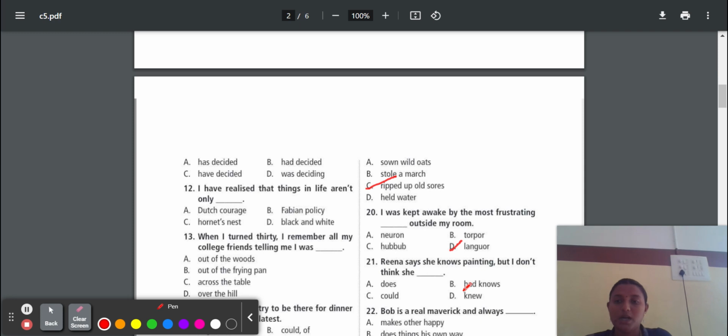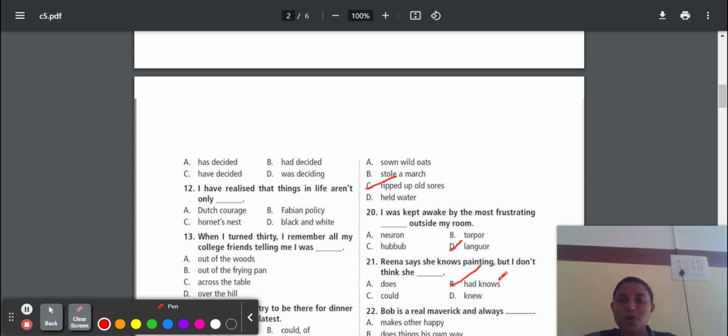Question number 21. Reena says she knows painting, but I don't think she dash. Option A, does. Option B, had nose. Option C, could. Option D, knew. Answer for the question 21 is option B, had nose.